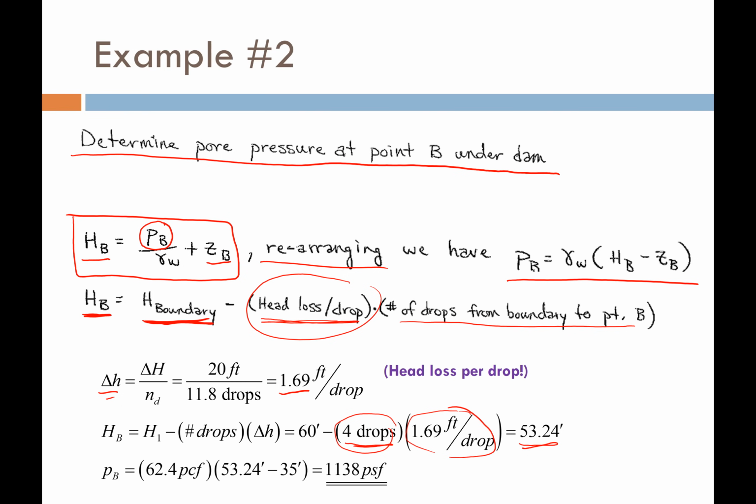Again, where do I get total head? I get total head from the equipotential lines. It's just like reading a contour map. Now I just plug this into the equation for total head. And where do I get elevation head? I get elevation head by measuring the vertical distance from my datum up to point B, and that's equal to 35 feet. So I just plug it in, and I get 1,138 pounds per square foot for my pore pressure at point B.